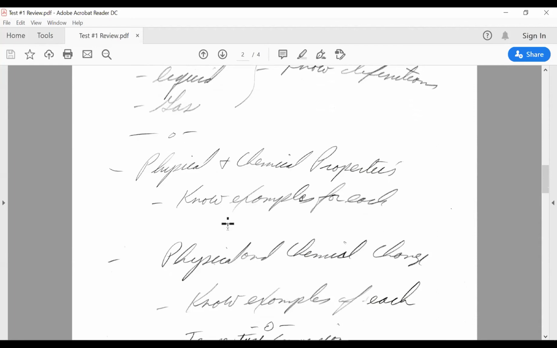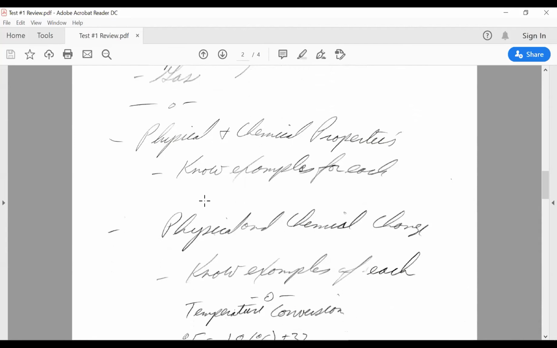You should know examples. Example of physical property: what color is something? What temperature does it freeze or melt at? A chemical property is something flammable or non-flammable? And does it react with sodium? Does it react with the air? That's chemical properties. Then I asked about physical and chemical change.